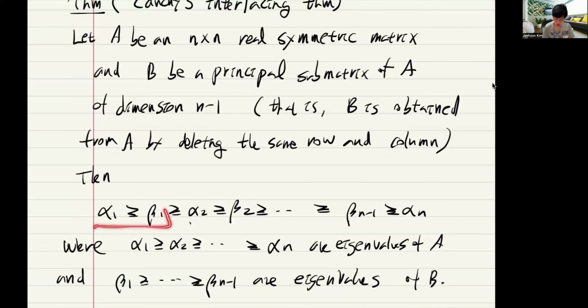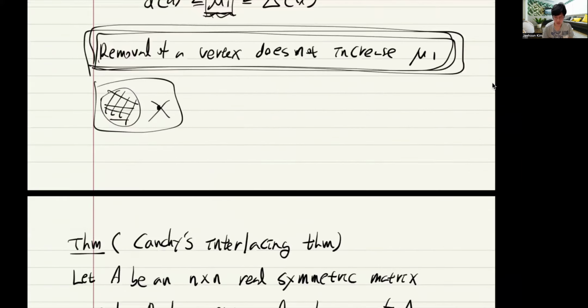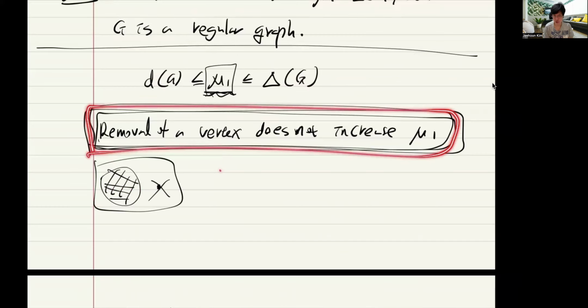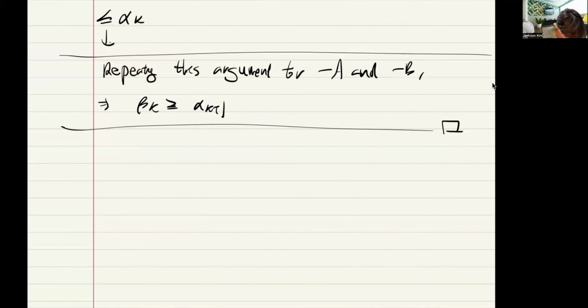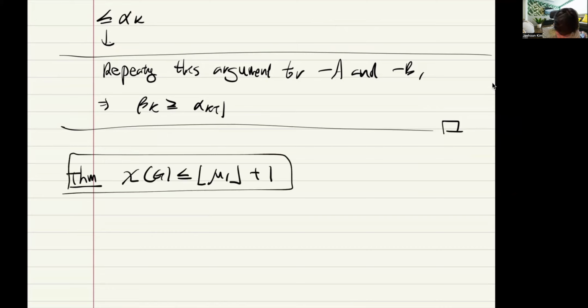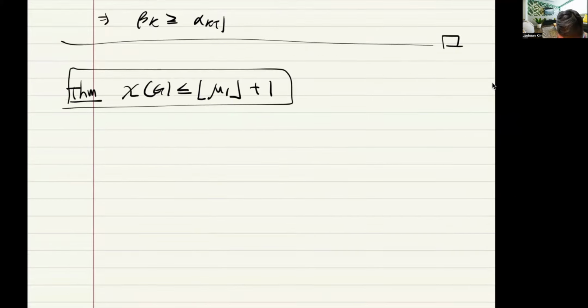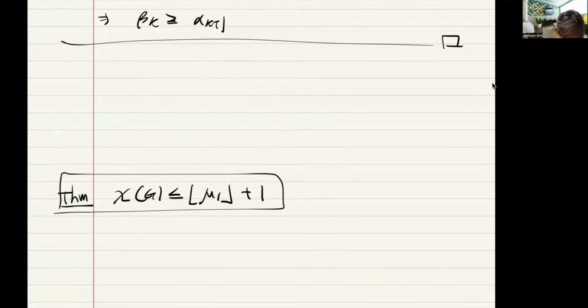In particular, if you just care about this first one, then you get this. If you remove a vertex from a graph and you get a smaller graph, its largest eigenvalue does not increase. From that, we can prove the following theorem. So the chromatic number of G is at most the floor of mu1 plus 1. We know that from greedy coloring, this is at most the maximum degree plus 1.